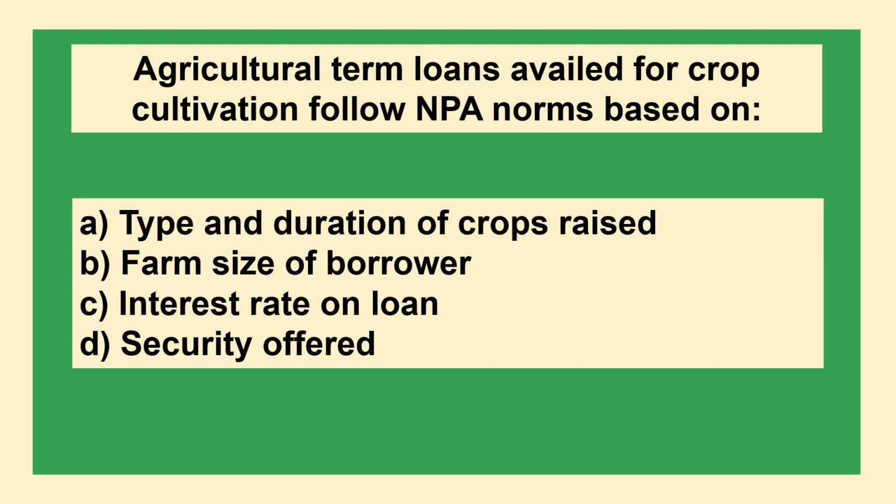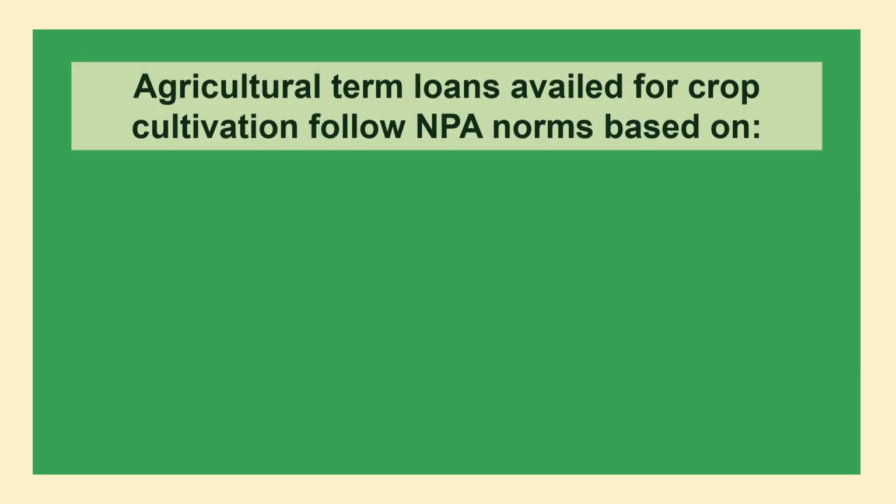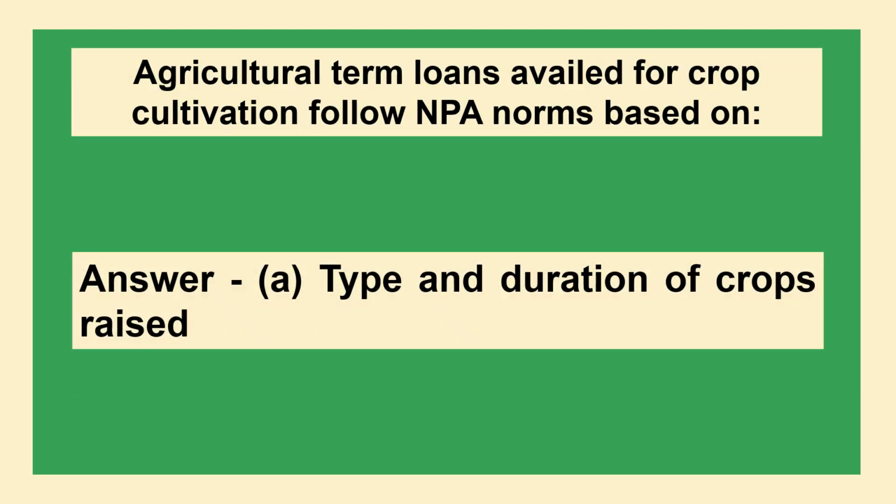Agricultural term loans availed for crop cultivation follow NPA norms based on option A type and duration of crops raised, option B farm size of borrower, option C interest rate on loan, option D security offered. The answer is option A type and duration of crops raised.